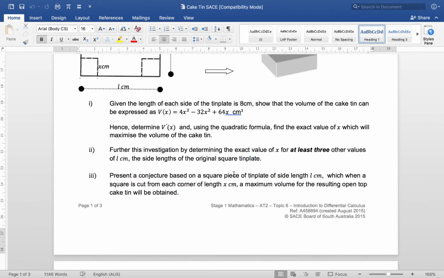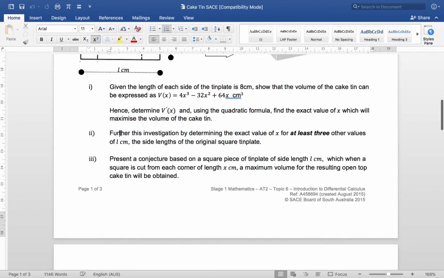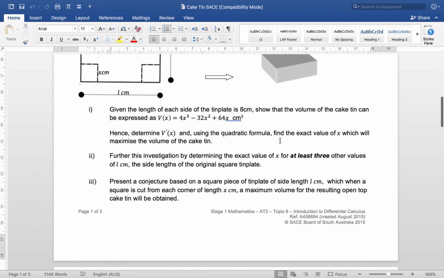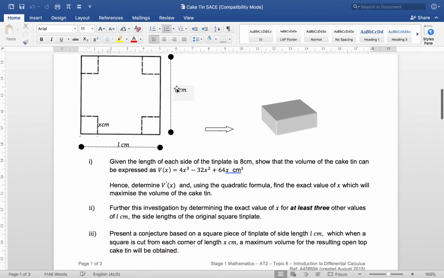If you get stuck, the 2 values that you come up with, plug them back into our original equation here and see what the answer comes out as. You're going to get 2 answers. Then you're going to do that for the exact value of x, so you're going to again find the exact value of x which maximizes the volume, for at least 3 other values of L. So you need to do at least another 3 lengths, changing 8 to, say, 3, at least 3 other values.